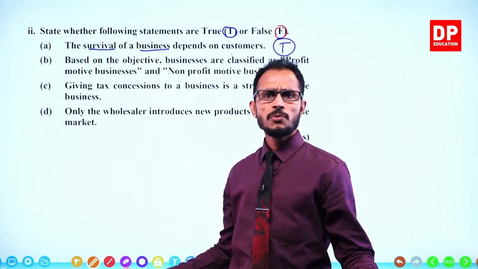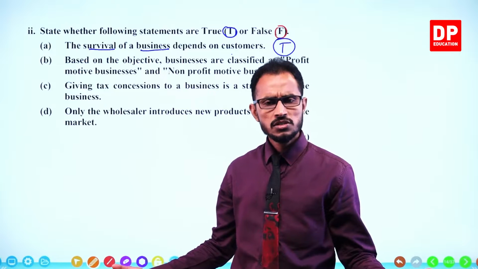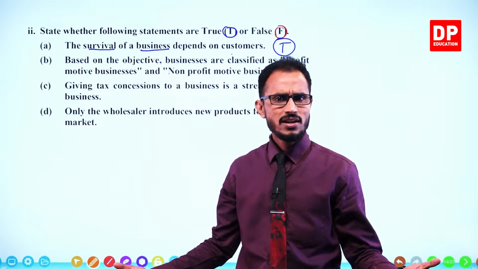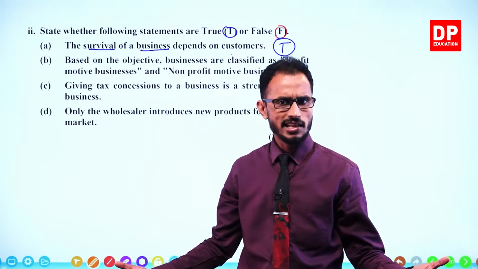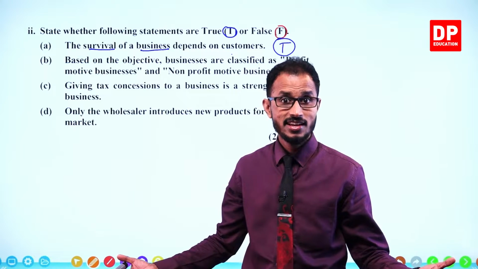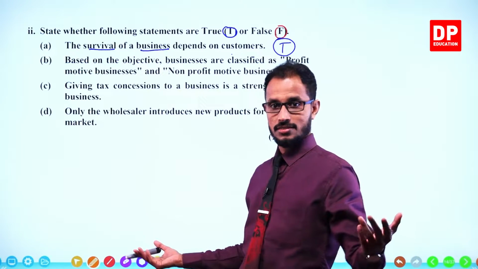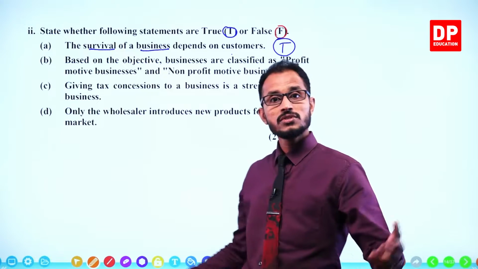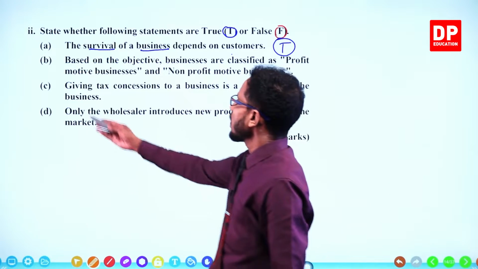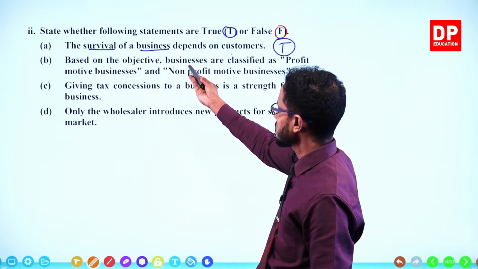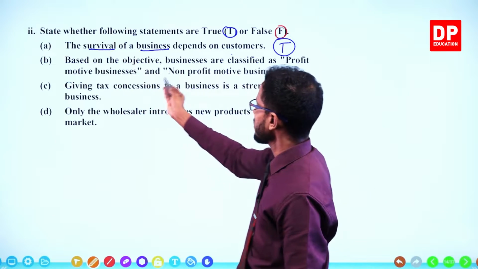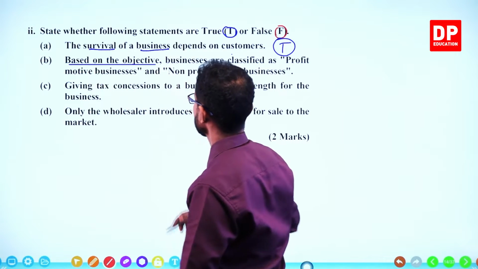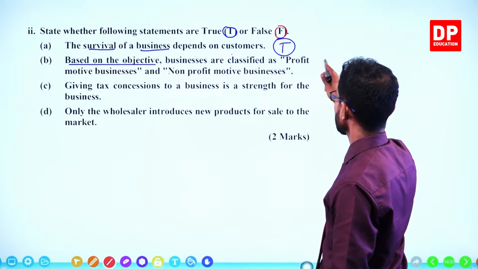If there are no customers for your products, if there are no consumers coming into your business to buy your product, what are you going to sell? To whom are you going to sell? How are you going to survive? It's true. Based on the objective, businesses are classified as profit motive and non-profit motive. Based on objective, that is very true.